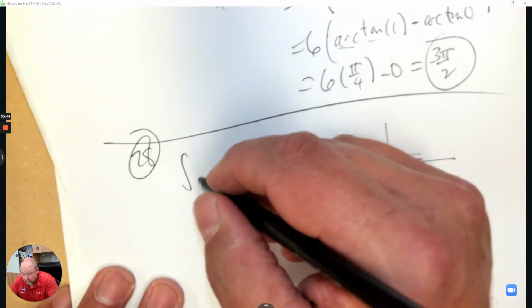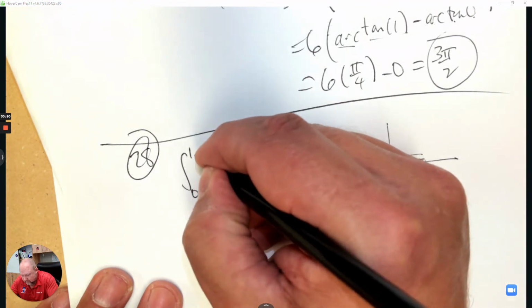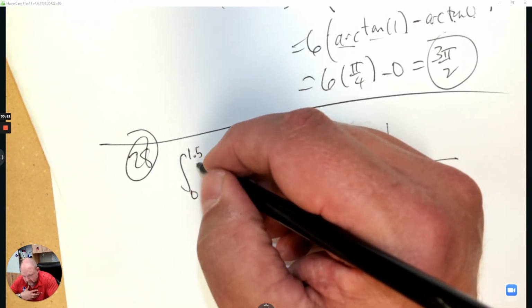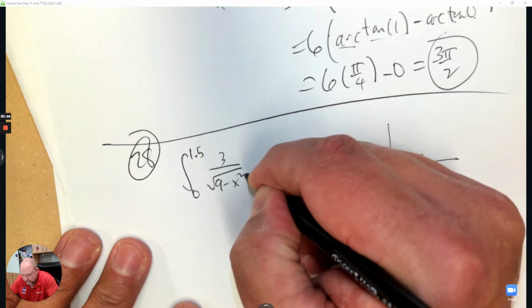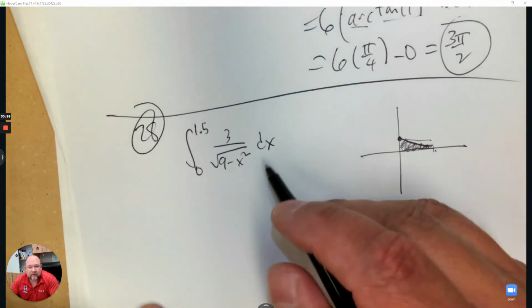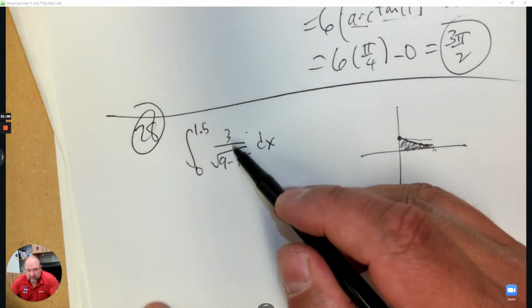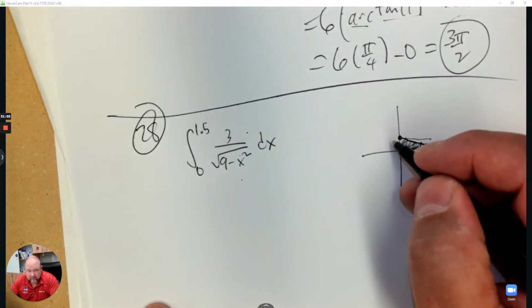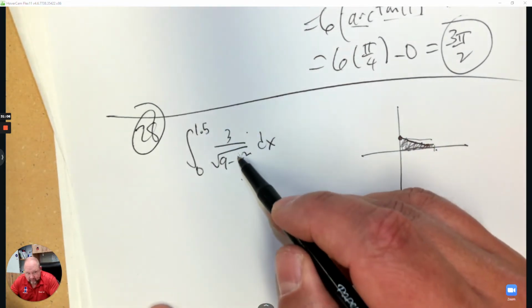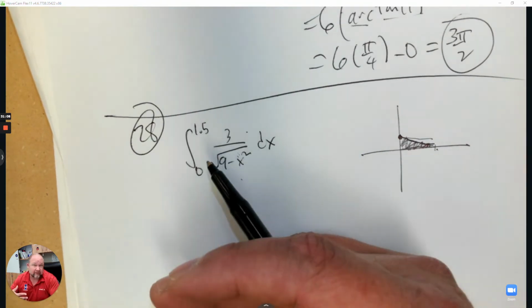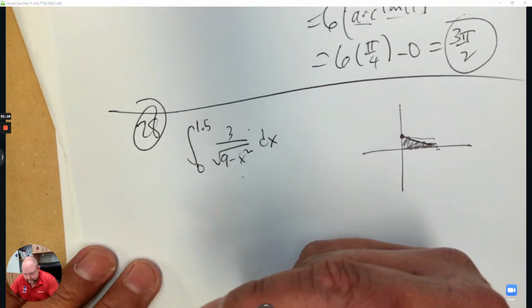So to find area, we're going to integrate from 0 to 1.5. It's the function, and that's what finds the area. So what's above and what's below? There's only one function. To find the area of one function, you just integrate that one function. If we had two functions, we'd have to see which was above and which was below.